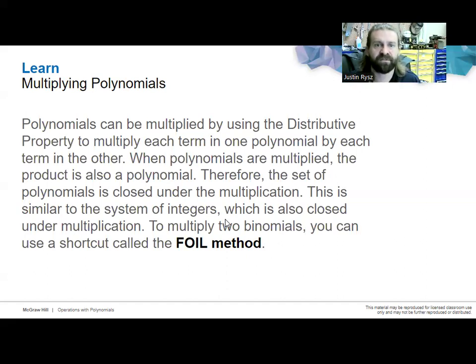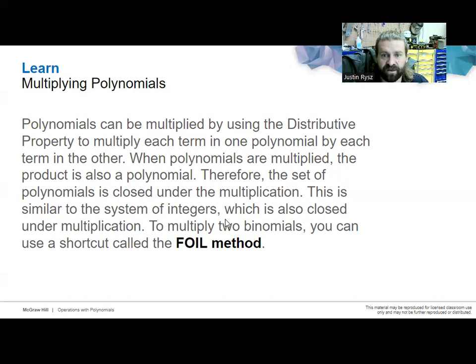So polynomials can be multiplied by using the distributive property to multiply each term in one polynomial by each term in the other. So we got to take each part and distribute it to every part. All right, so when polynomials are multiplied, the product is another polynomial. Therefore, the set of polynomials is closed under multiplication. This is similar to the system of integers. We can also say they are closed under multiplication.